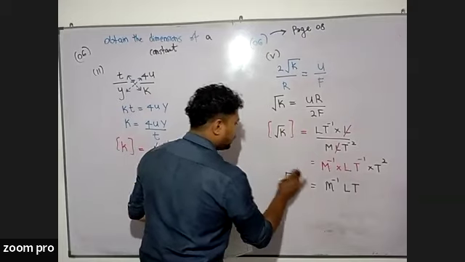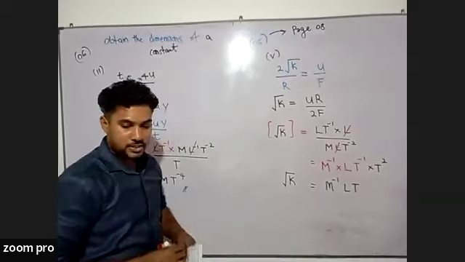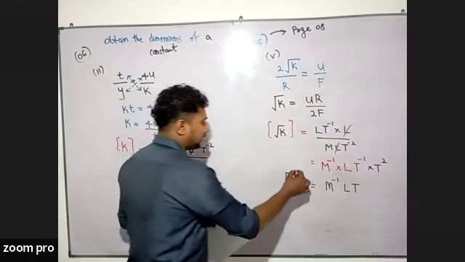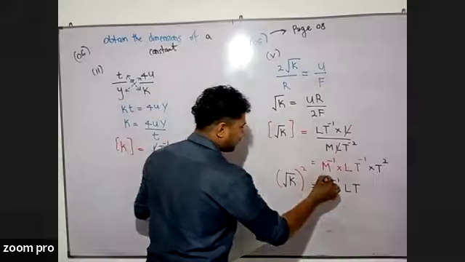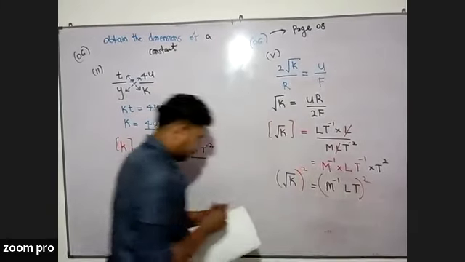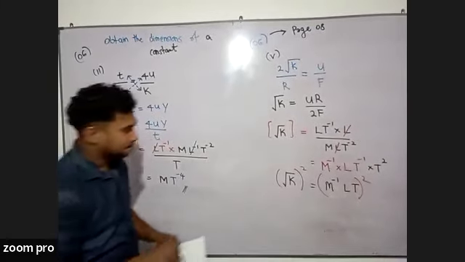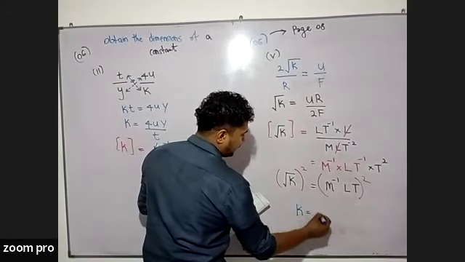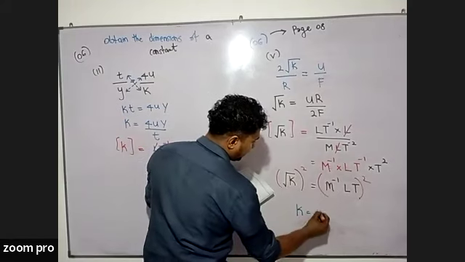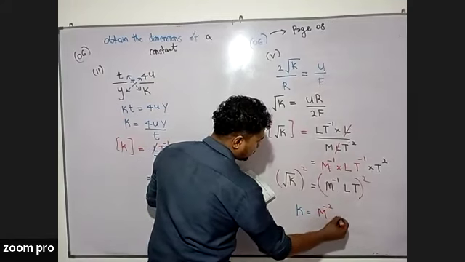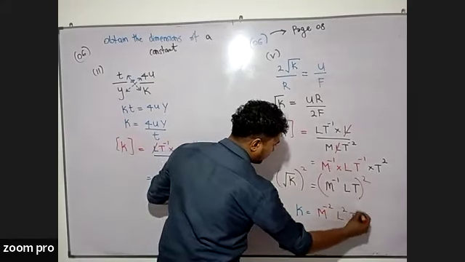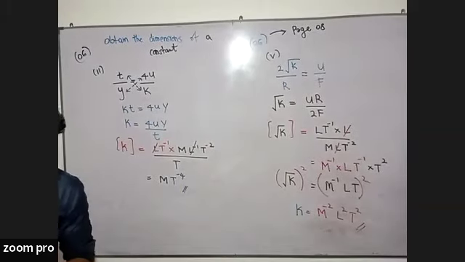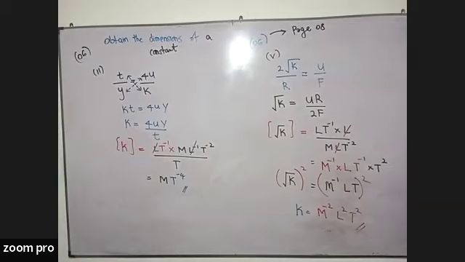But we are asked to find the dimensions of k, not root k, hence you have to consider the square on each side. Then root k squared means k. Then the answer should be M minus 2 L squared T to the power 2. So this is the dimensions of k, right?